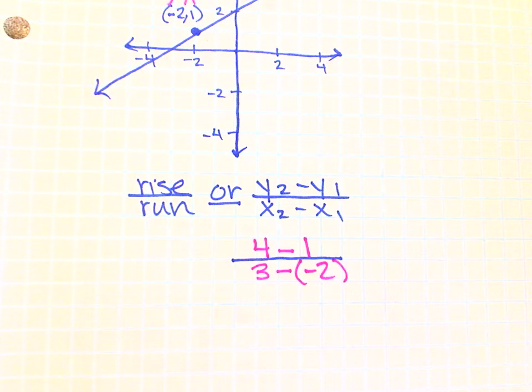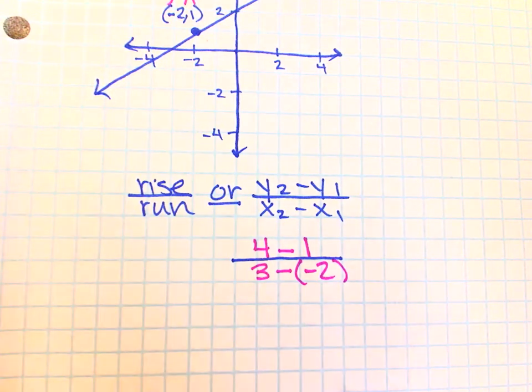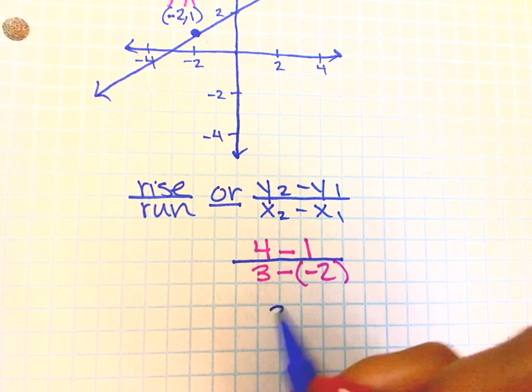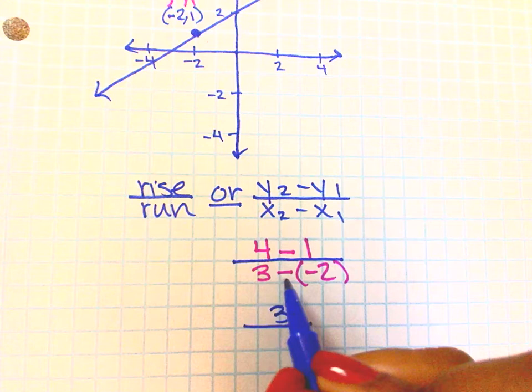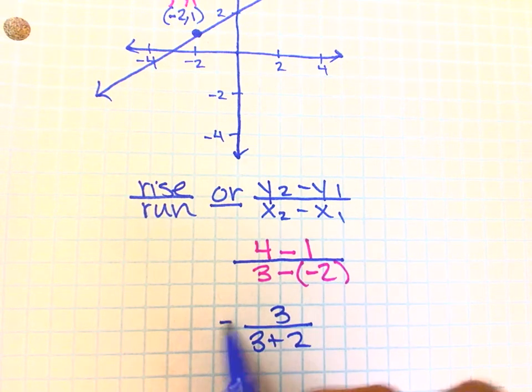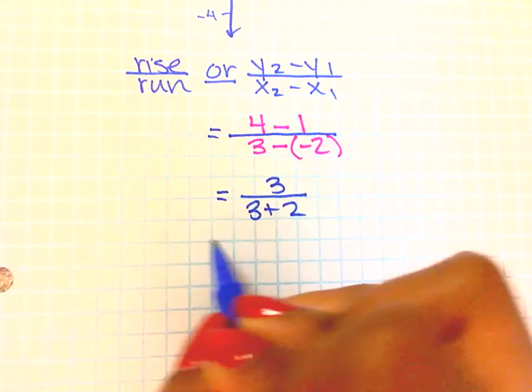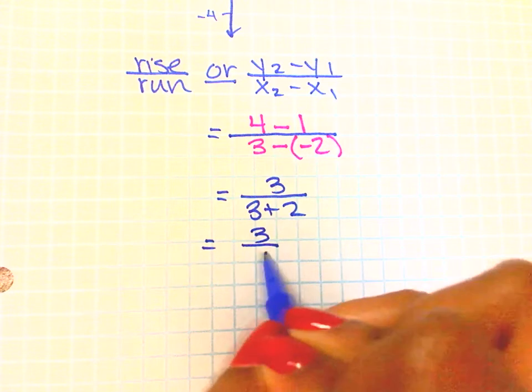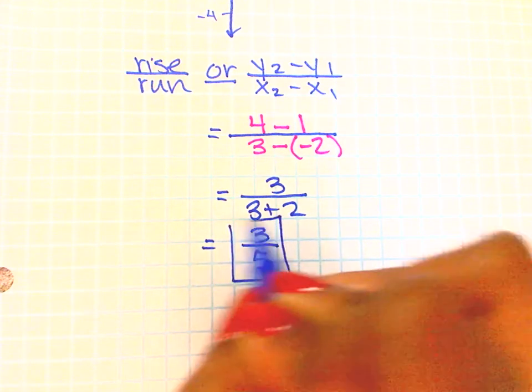And your workbook. So then I'm going to solve. 4 minus 1 is 3. 3 minus a negative 2 is 3 plus 2. So that would be 3 over 5. And that's your answer.